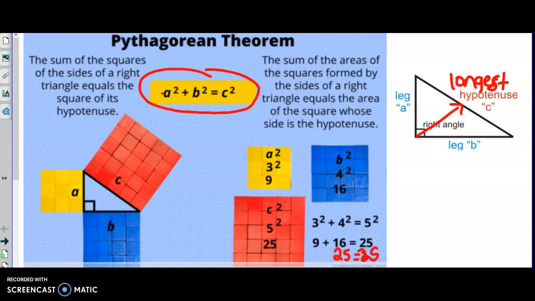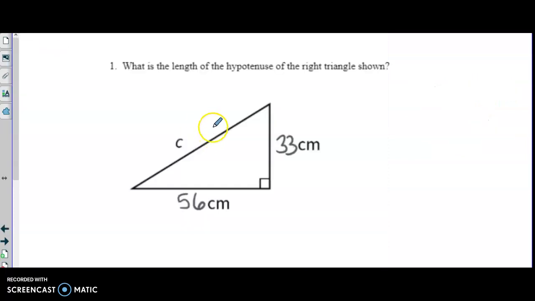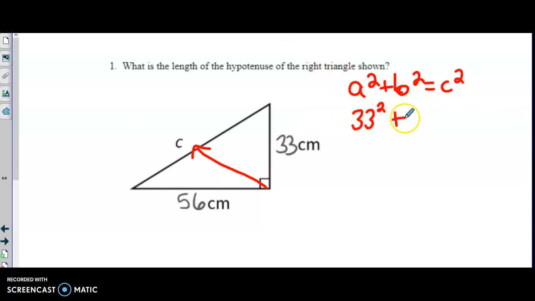Okay, so let's start solving some problems. What is the length of the hypotenuse of the right triangle shown? So remember, when we use Pythagorean theorem, we're going to plug them into the formula, and C is always the hypotenuse, which they've labeled for us. As far as A and B are concerned, it doesn't matter what order you plug them in. I usually like to plug them in least to greatest. So I'm going to say 33 squared plus 56 squared equals C squared.